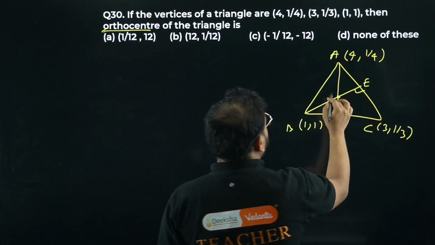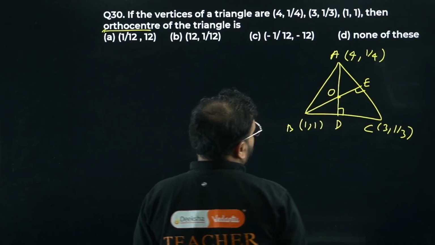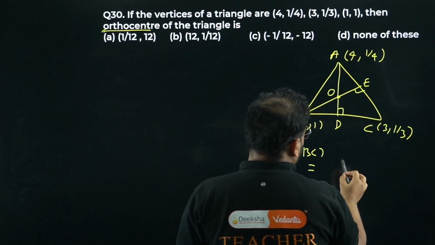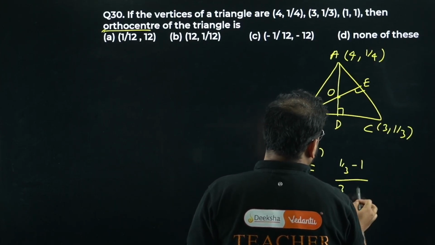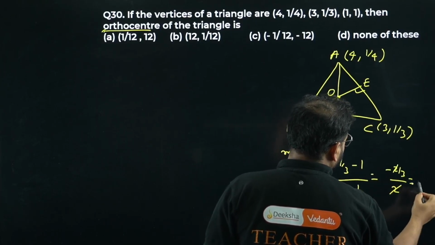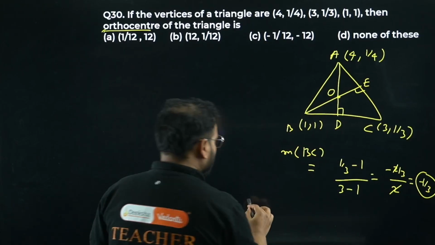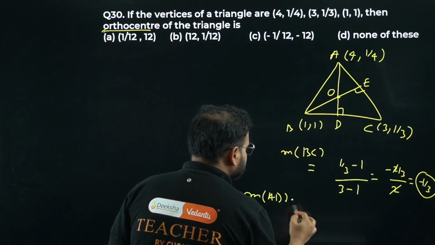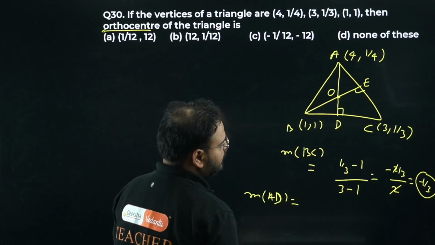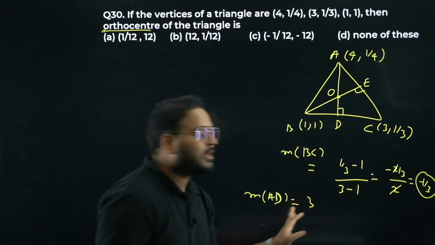Let's call this point O. This point's coordinate is O. Have a look. How can you solve it, sir? Slope of BC: we have 1 by 3 minus 1 divided by 3 minus 1. What I get is minus 2 by 3 upon 2. Cancel, I get minus 1 by 3. This is the slope of BC. So the slope of AD will become simply 3, because we know that they are perpendicular, meaning the product of the slopes has to be minus 1.